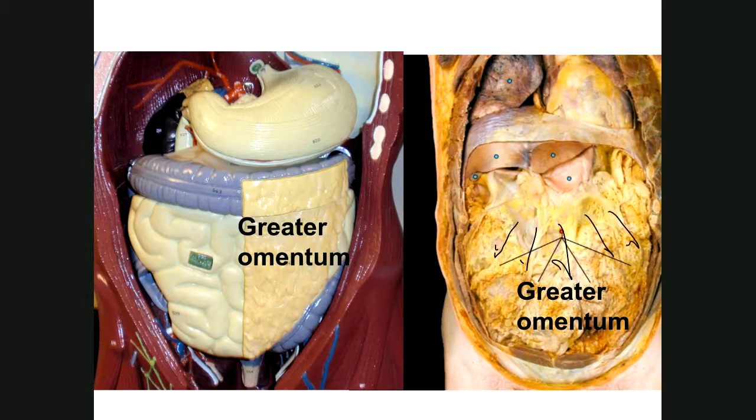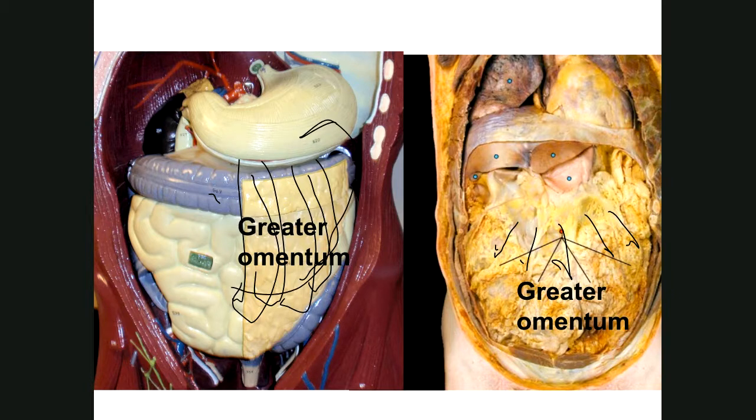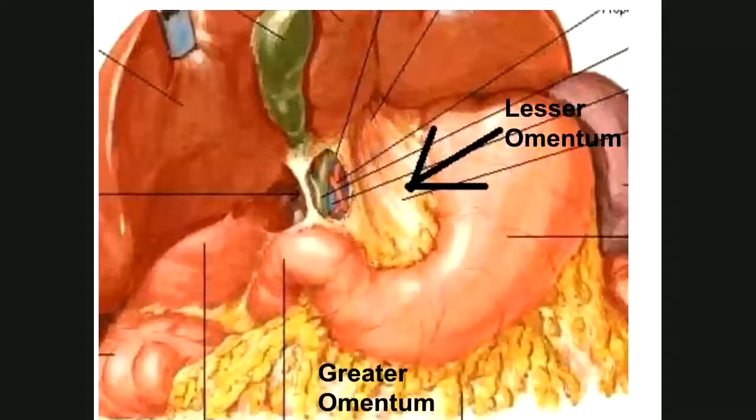And again, it hangs down off of the stomach like this, like an apron in front of the small intestines. And just like you can lift an apron if you want to and fold it back, you can lift this and fold it back too. So that's the greater omentum.